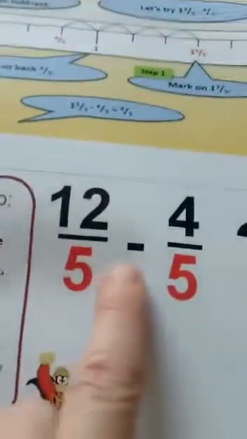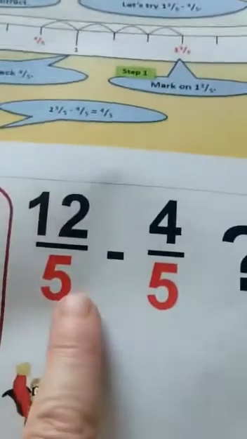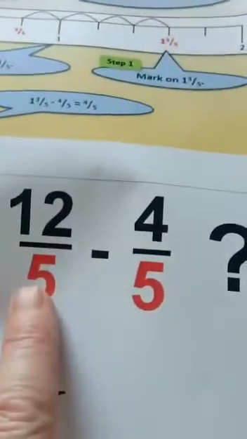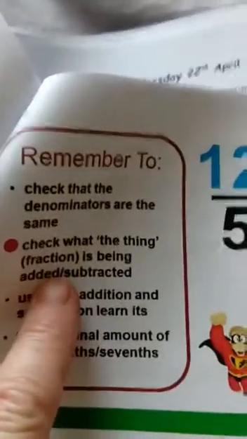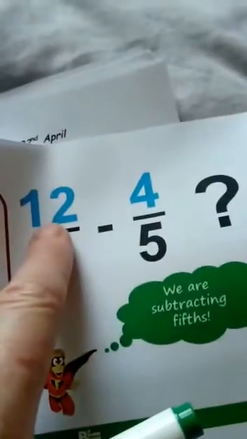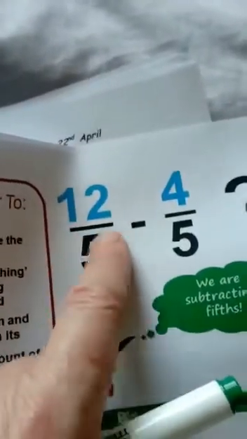So if you have 12/5 take away 4/5, we see that the denominators are the same. 5ths and 5ths are the same. So then we go down to the next checkpoint. Check what the fraction is being added or subtracted. So we look at the numerators, it's 12 and 4. So they can be subtracted.